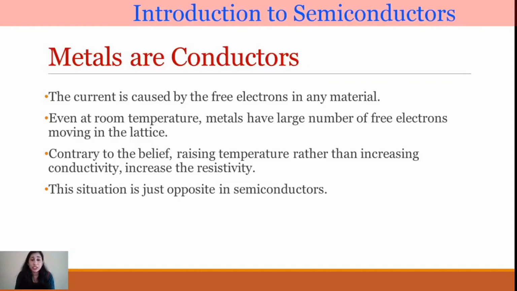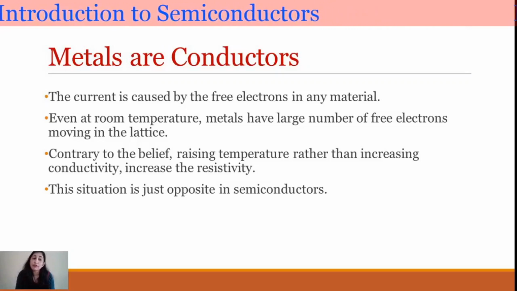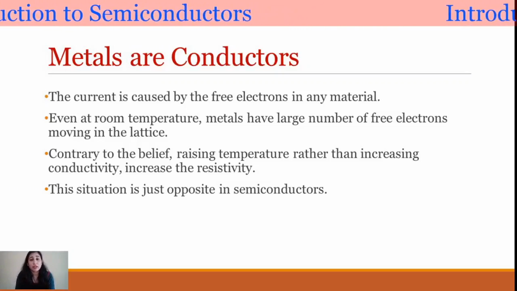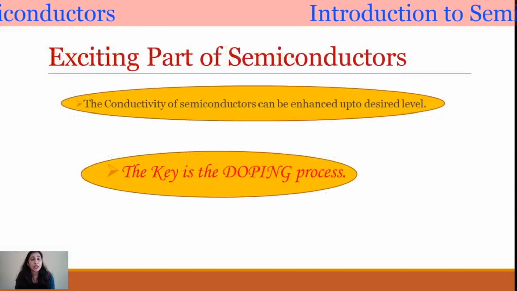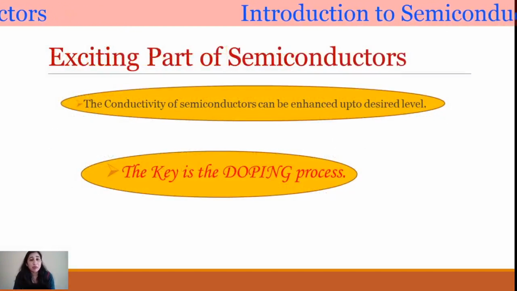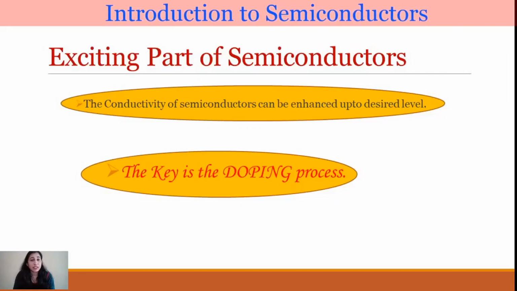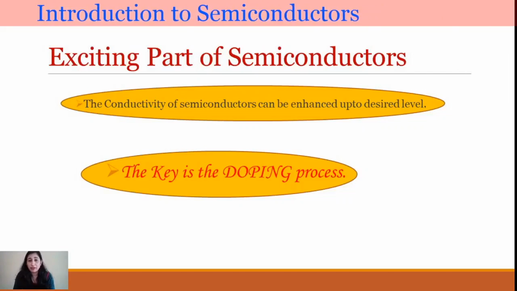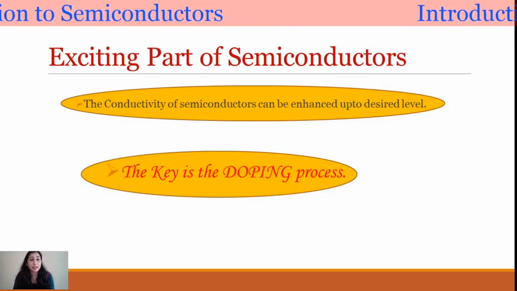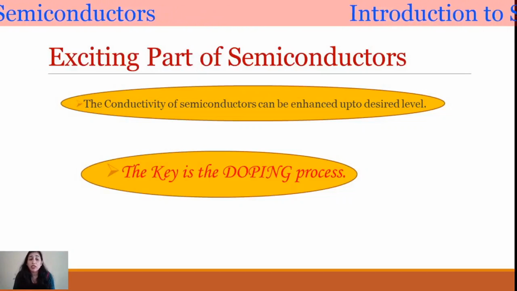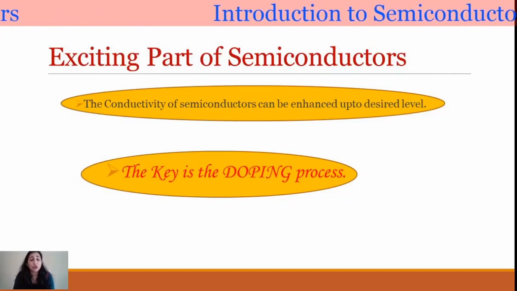But the situation is quite opposite in semiconductors because semiconductors have considerably fewer free electrons than metals. And I tell you now the very exciting part of semiconductors. The conductivity of a semiconductor can be enhanced to the desired level. It can be increased up to the desired level, but how can it be done? It can be done using a process, and this process is called doping.